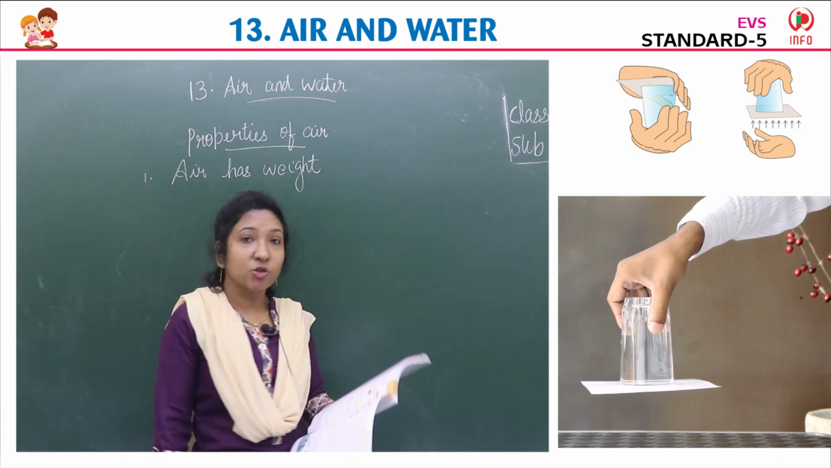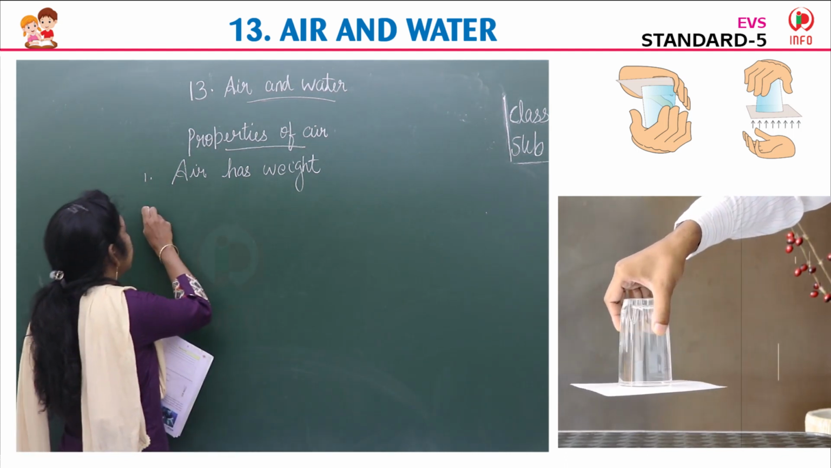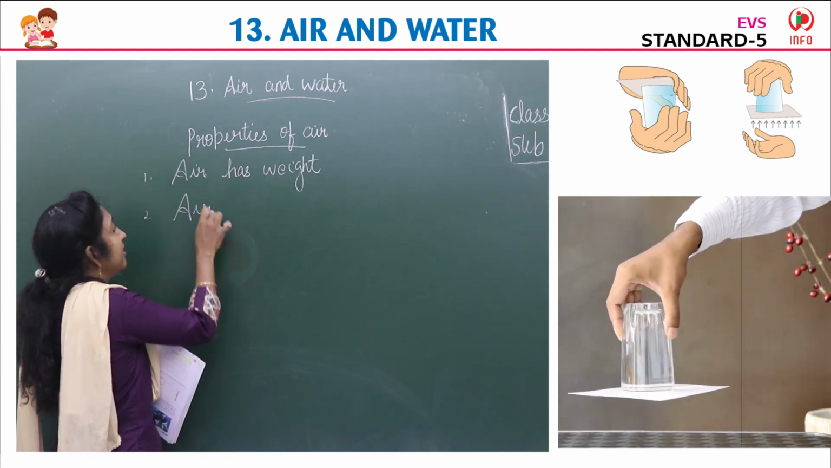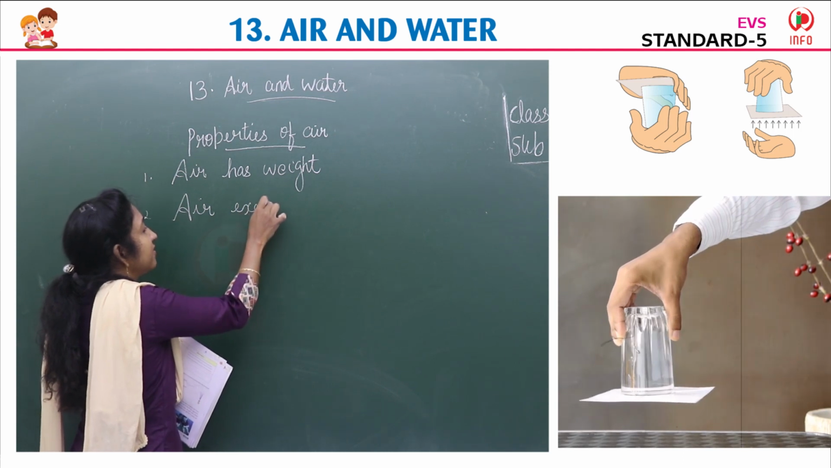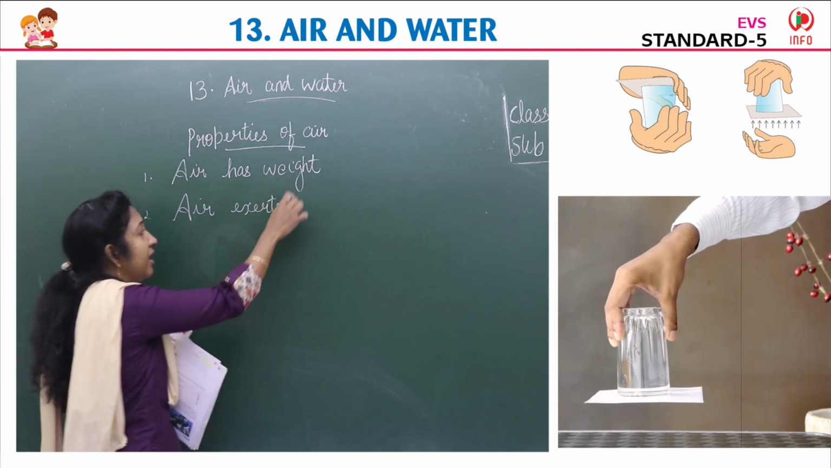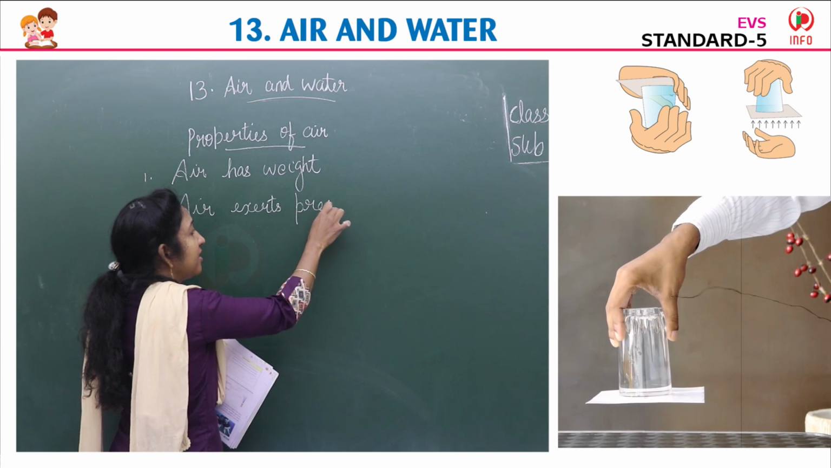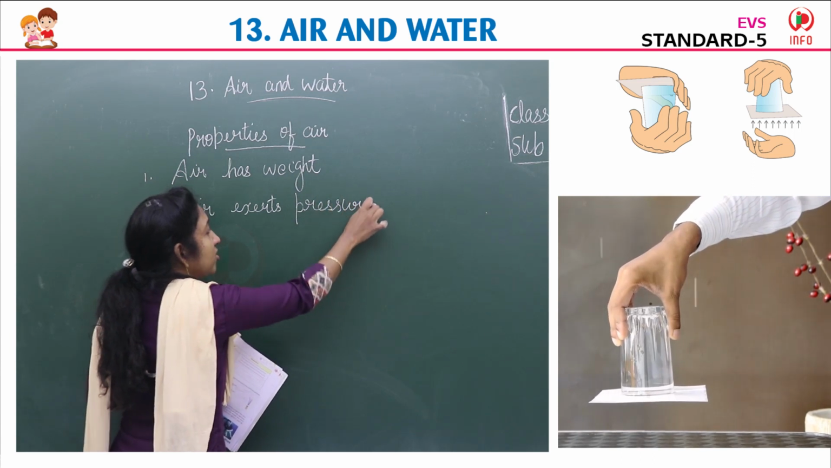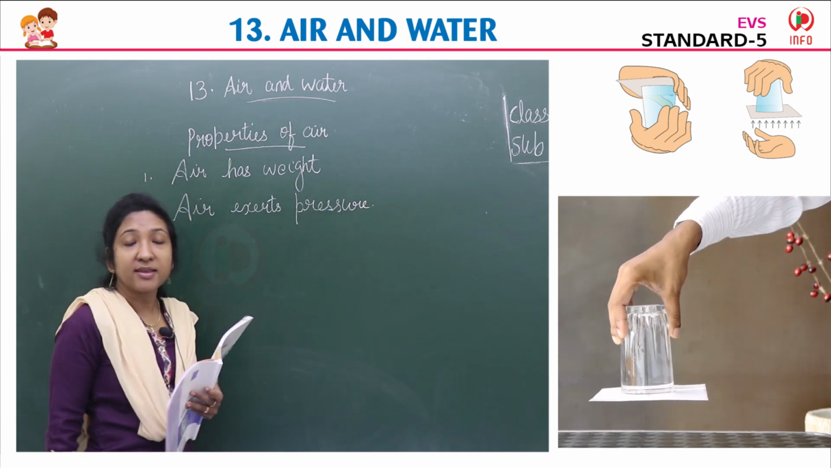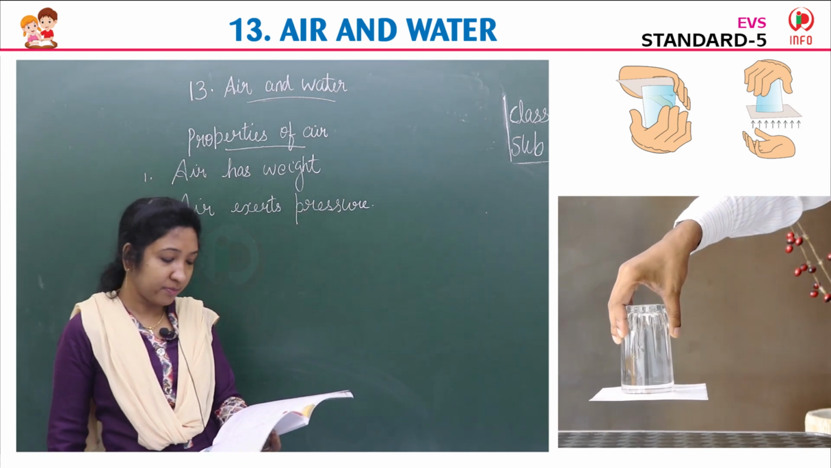This experiment shows that air exerts pressure. Air exerts pressure, we say. This is the conclusion of the second experiment. Air exerts pressure. Okay, children, the second property, we say.